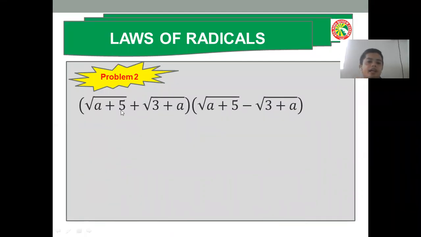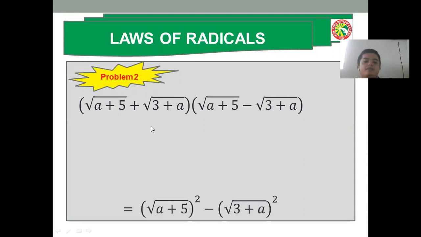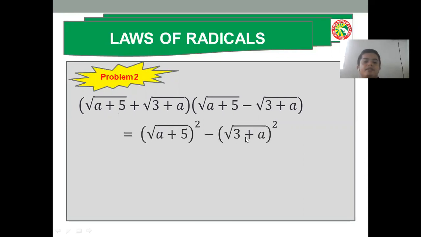So another example here, the square root of a plus 5 plus the square root of 3 plus a, times the square root of a plus 5 minus the square root of 3 plus a. It will cancel everything here, the radical, then the remaining is a plus 5 minus 3 plus a. So this is the solution. Square the first term minus square the second term. To simplify further, it will cancel the radical, so the remaining is what is inside the radical symbol. So this is a plus 5. Same here with 3 plus a.